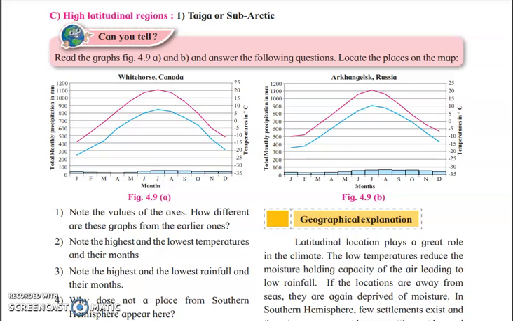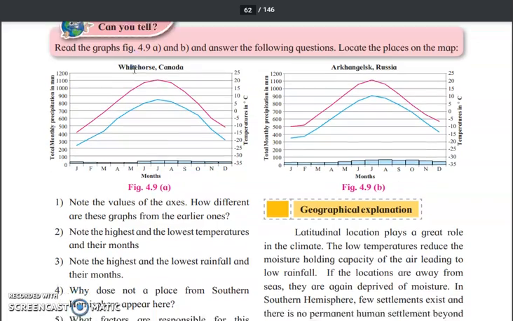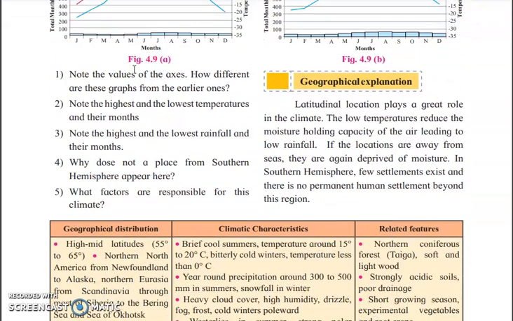Hello students, in this video we are going to study about high latitudinal region. We have already studied about low latitudinal and mid latitudinal region. Today we are going to study about high latitudinal region, which covers the polar areas. All the polar areas in the north as well as south are going to be covered in the high latitudinal region.